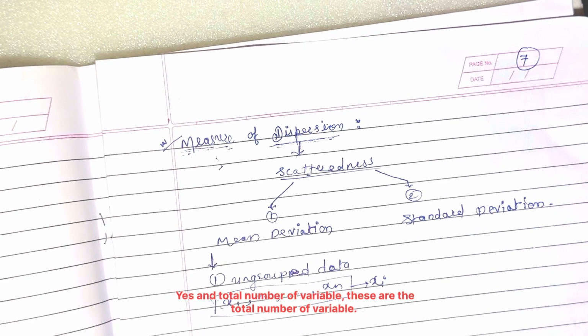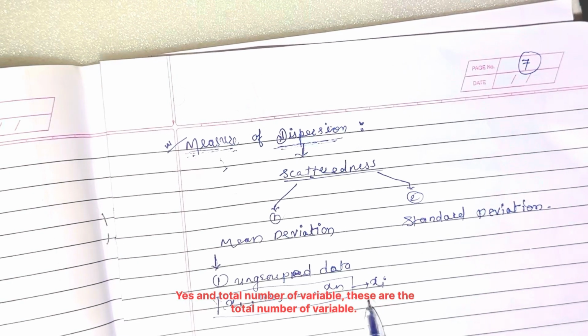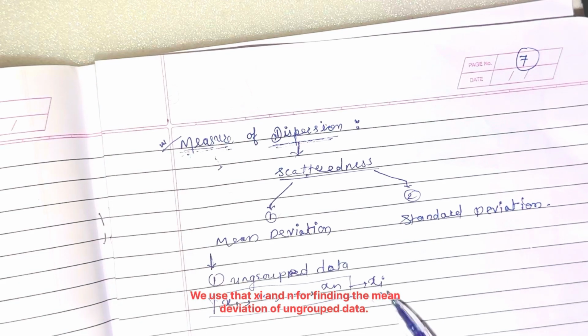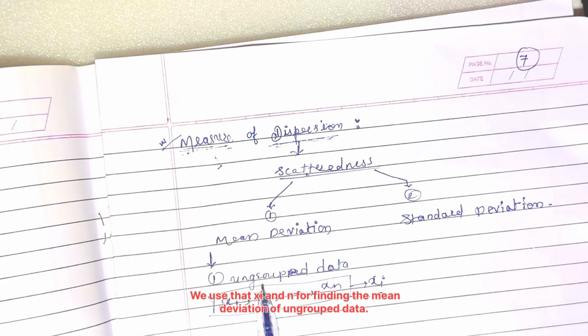Okay, and these are the total number of variables. We have n number of variables. So we use this xi and n for finding the mean deviation of ungrouped data.